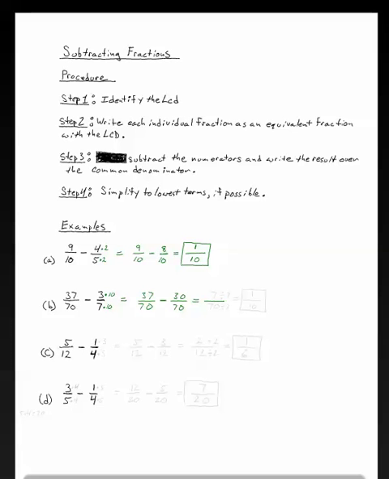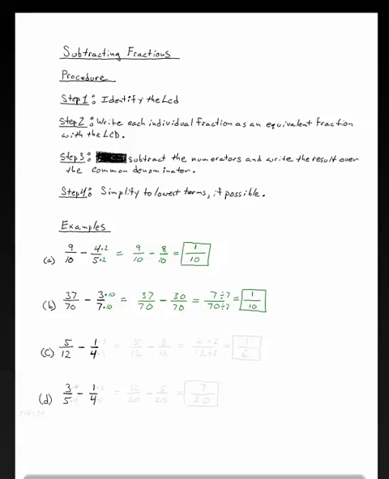Now we subtract the numerators. 37 minus 30 is 7 over the common denominator of 70. And 7 and 70 are both divisible by 7, so we can reduce this answer. So we'll divide both the numerator and the denominator by 7. 7 divided by 7 is 1, and 70 divided by 7 is 10. So we get 1 over 10.